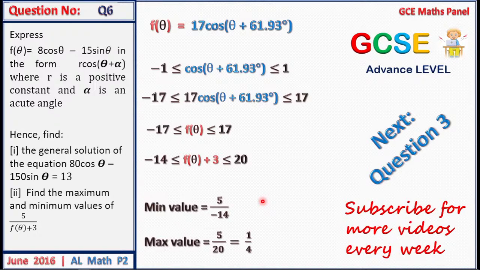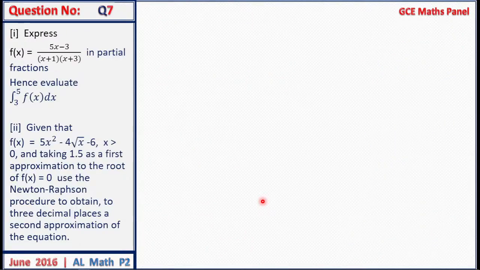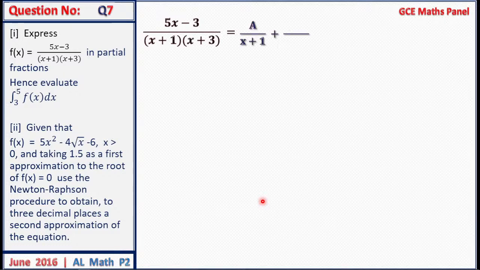Question 7. Express f of x equals 5x minus 3 over x plus 1 into x plus 3 in partial fractions. So this is actually the first case with partial fractions. This is identical to a over x plus 1 plus b over x plus 3. We now multiply all through by the LCM. The LCM is x plus 1, x plus 3. So when we multiply all through by that LCM, we'll be left with 5x minus 3 on the left hand side equals a into x plus 3 plus b into x plus 1 on the right hand side.